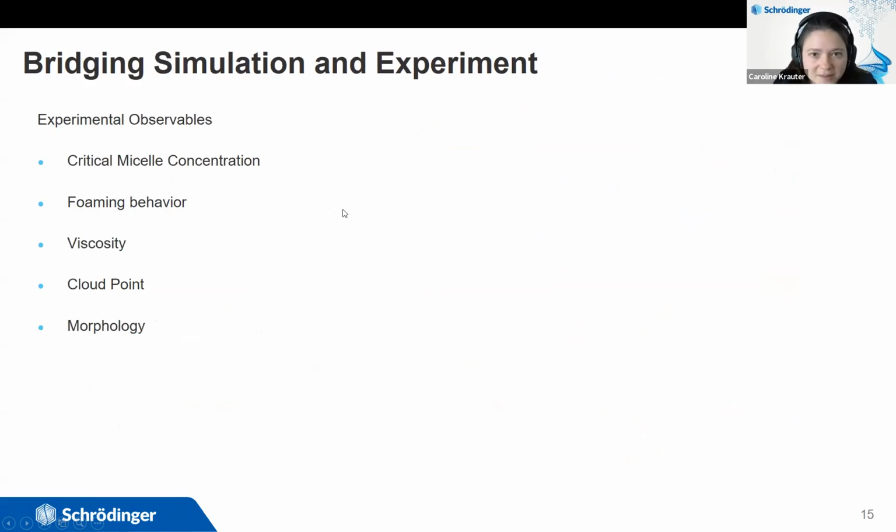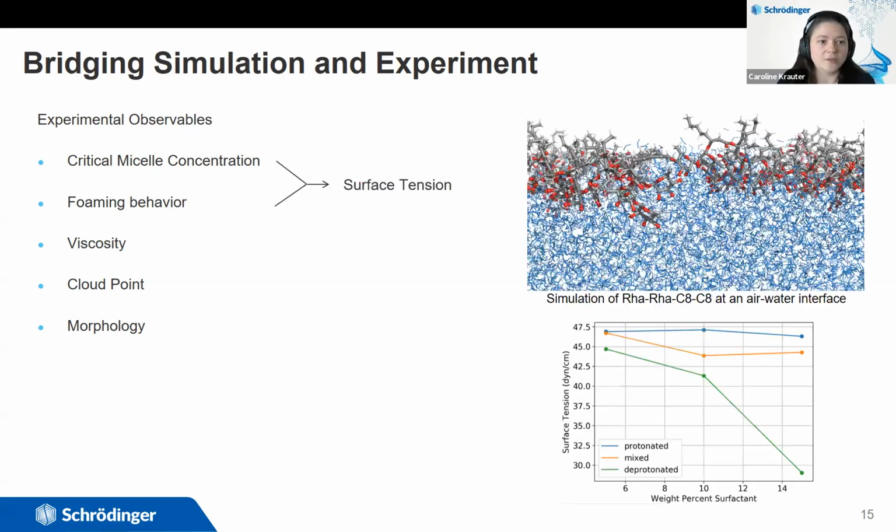And so the next step is then to think about, okay, what kind of observables from experiments, so how can we bridge here between simulation and experiment? What would make sense to look at in our machine learning model to see whether we can get useful models out of such a molecular dynamics lens? So I have here different experimental observables like critical micelle concentration, foaming behavior, viscosity, morphology, etc.